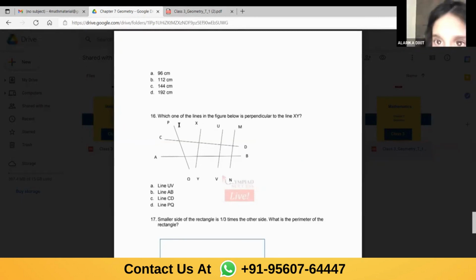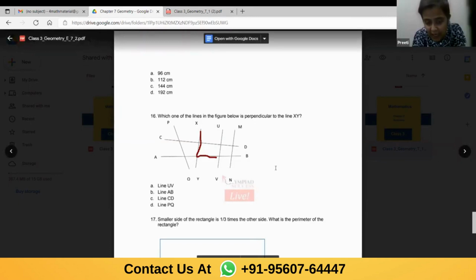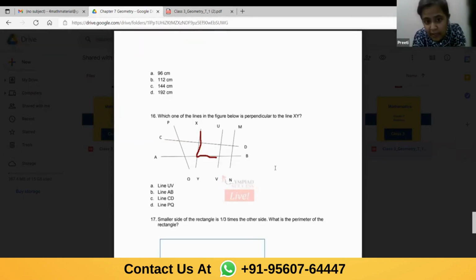This one. PQ is far away. UV is far away from XY. MN is, I mean, there is only one line out of this. And CD. CD and AB are the two lines. So out of these two, which one is intersecting at, look at the angles.